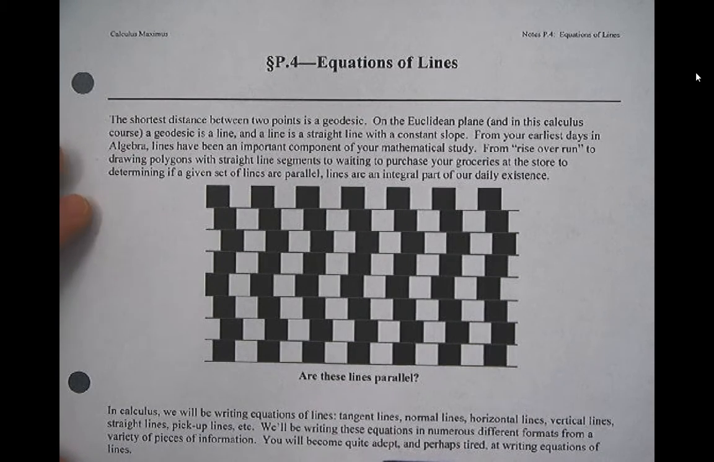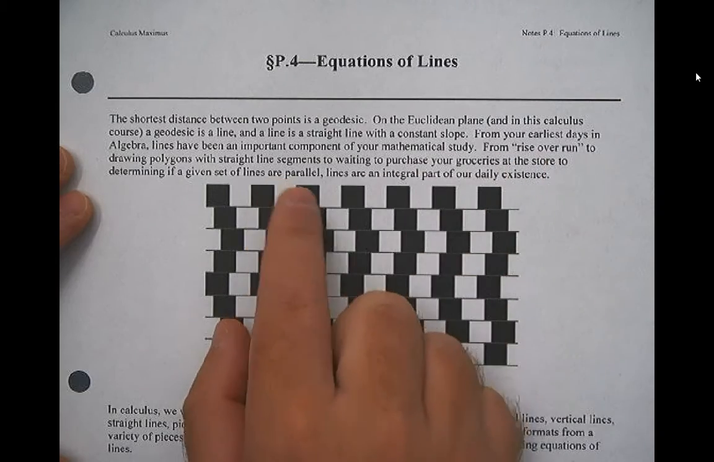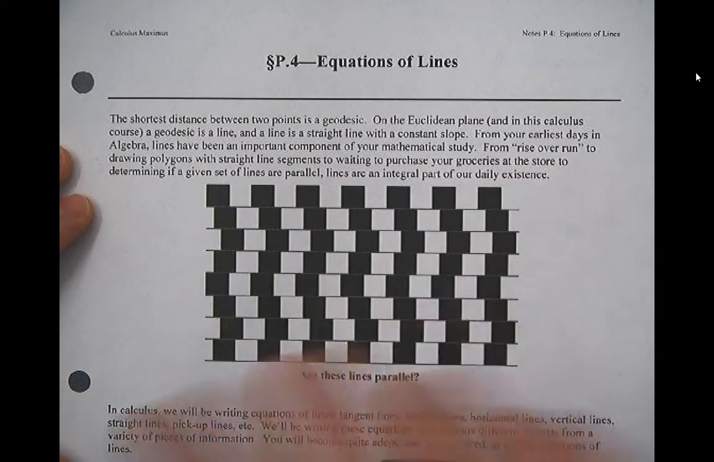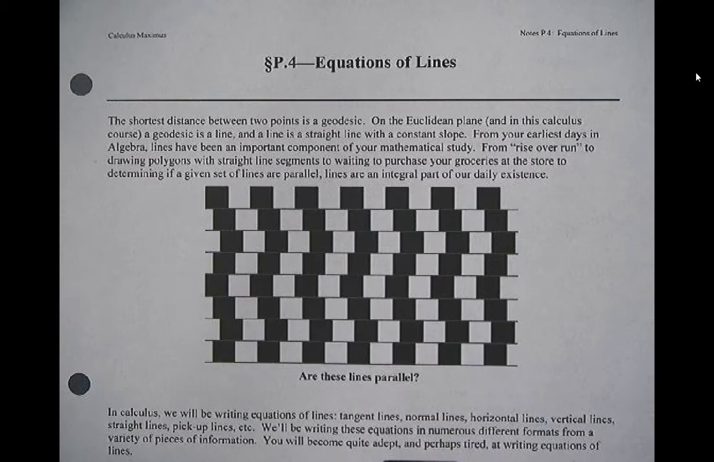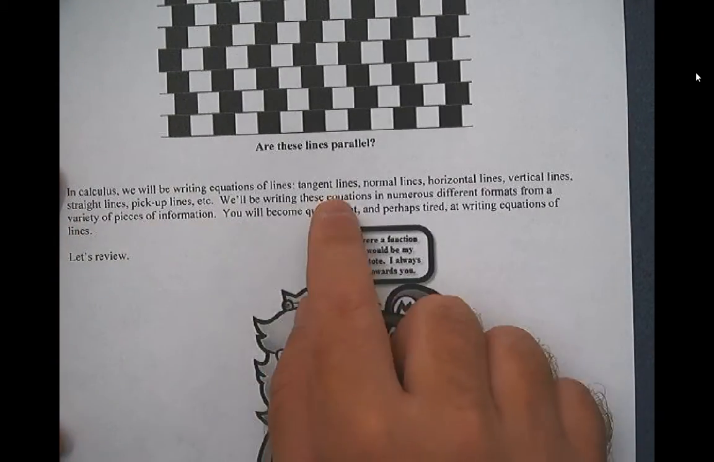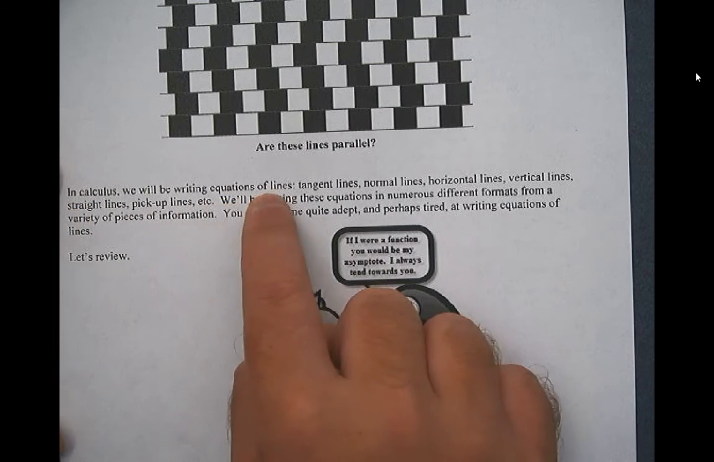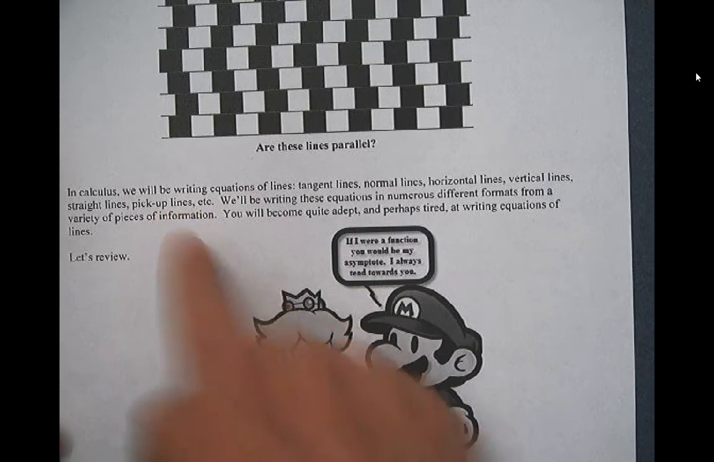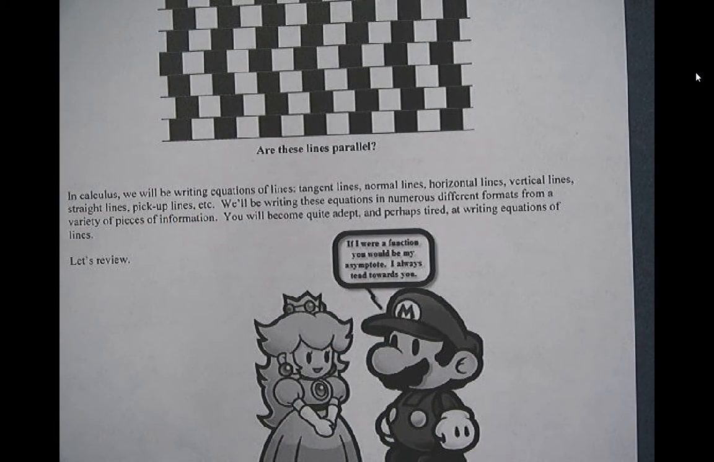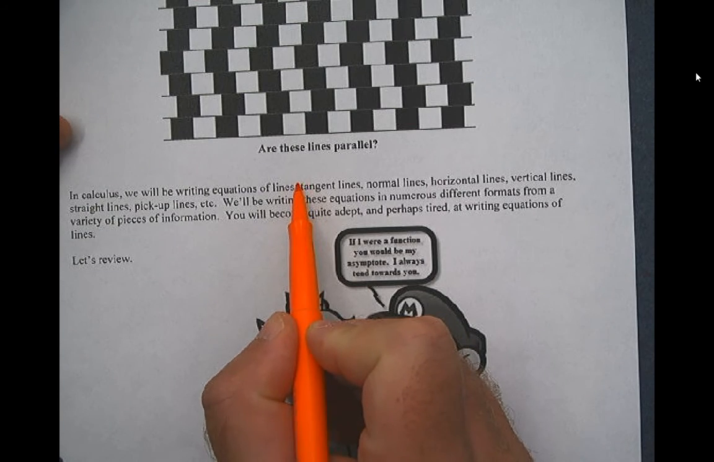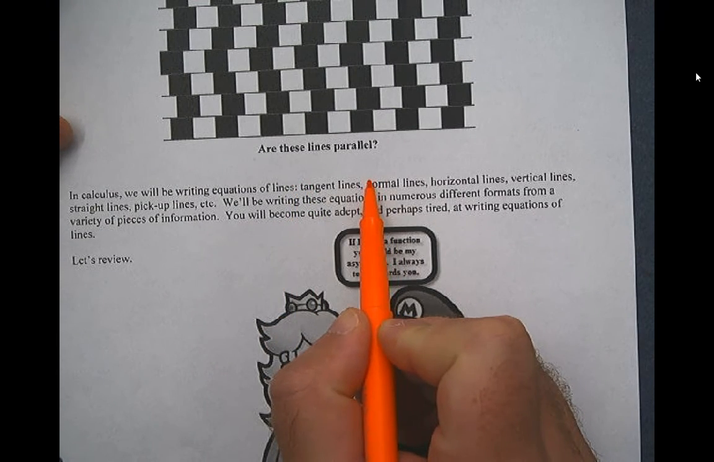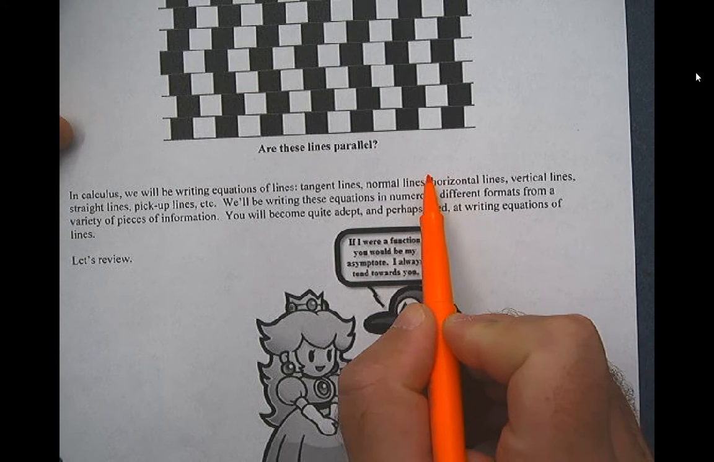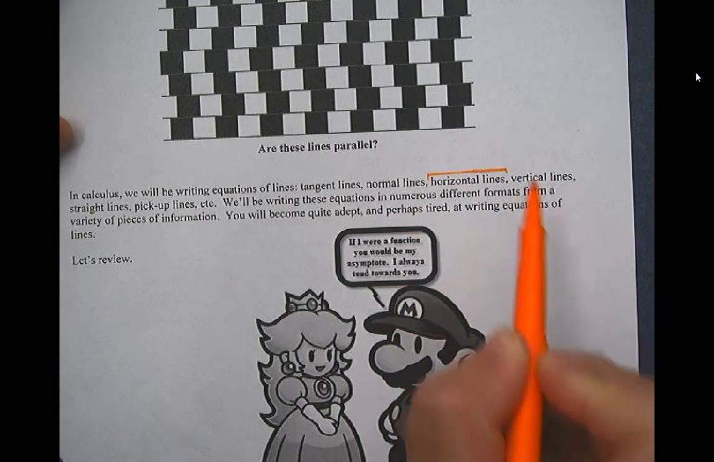Remember, parallel lines have the same slope, rise over run, some things that we think about when we think of lines. But anyway, in calculus, we'll be writing equations of lines: tangent lines, normal lines, horizontal lines, vertical lines, straight lines, pickup lines. That's a new one. Let's highlight a couple of these and just remember what tangent lines mean, or equations. I'll focus on these two, I guess.